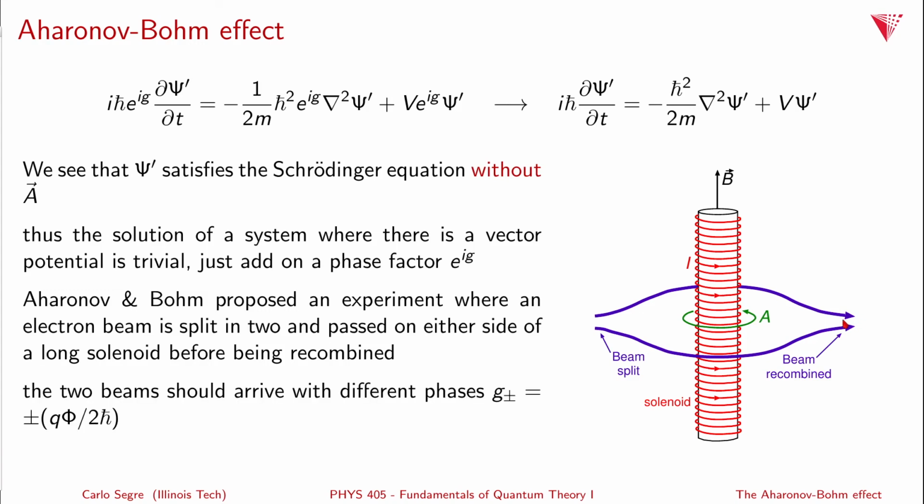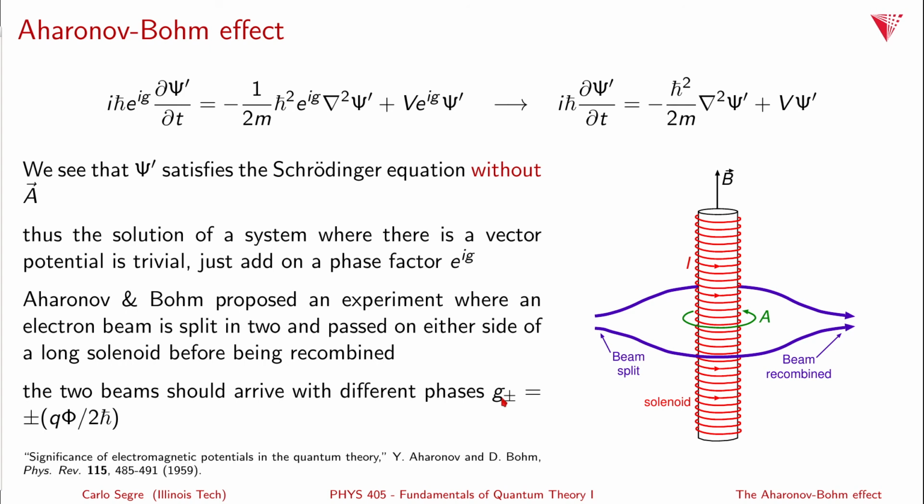The two beams should arrive with different phases. You get a different phase picked up from this side and picked up from this side because if you recall, G was an integral, a path integral from one side to another point, and it depends on the path you take. So if you take the path this way, you're going to be along the direction of A. If you take the path this way, you're opposite direction of A. And if you remember what we did in the last video, that lifts the degeneracies, and therefore you get a different value of G.